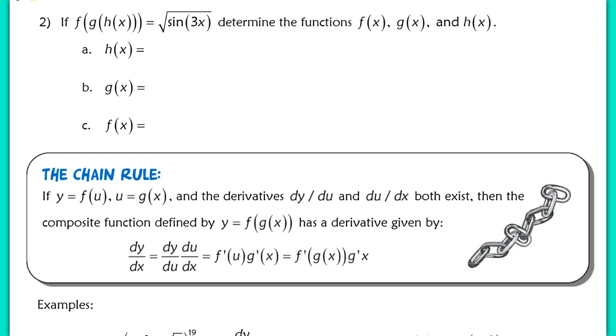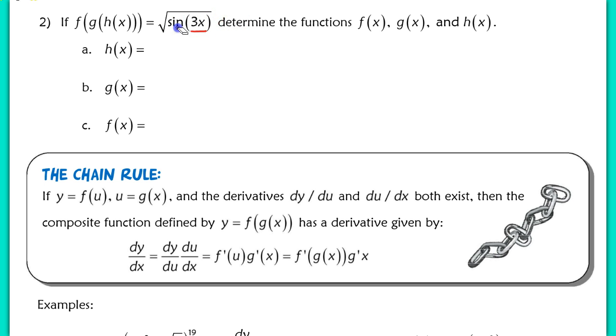All right, in example 2, we are told that some composite function f of g of h of x is equal to the square root of the sine of 3x. Now, based off of this particular function, we are supposed to determine f of x, g of x, and h of x. So right away, I noticed that 3x, which is a function in itself, is actually the input for this sine function. Now, the sine of 3x is the input for this square root function.